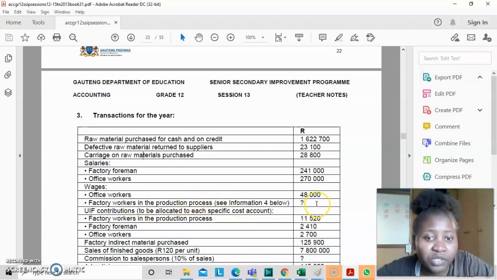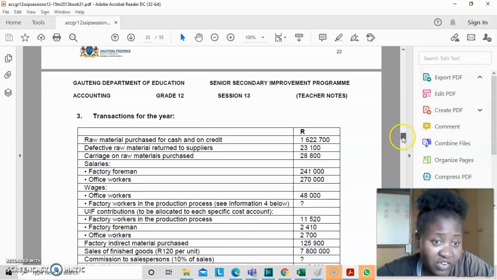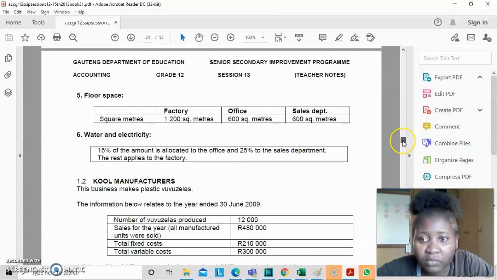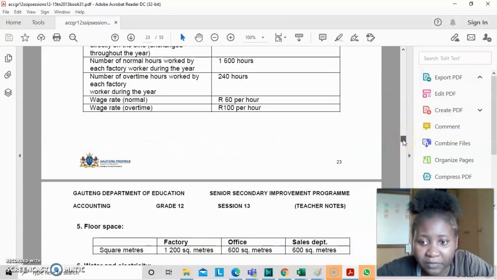They're saying see information 4 below. Okay, so this is what we're looking for. And then they're saying UIF contributions are allocated to each of the cost accounts. Then they have factory workers in the production process. So that's the very important thing. They form part of the direct labor.